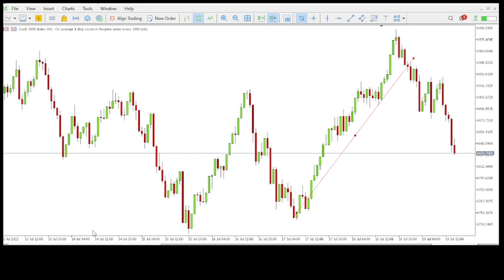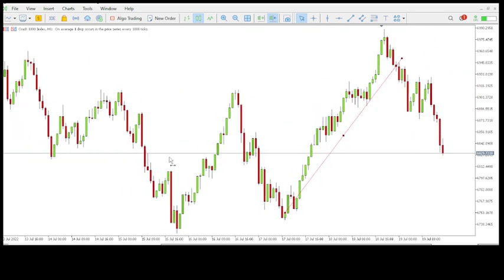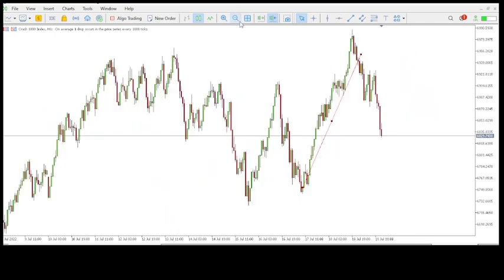Okay, so now we have this price this way. Let's say we want to mark out support level and resistance level in this chart. So I just have to zoom in a bit.